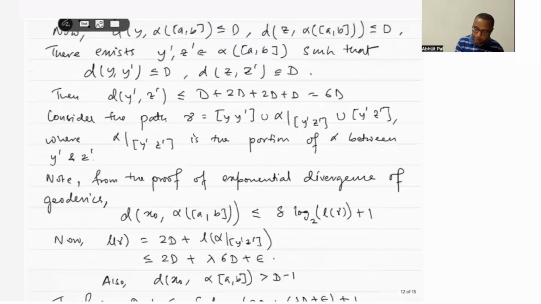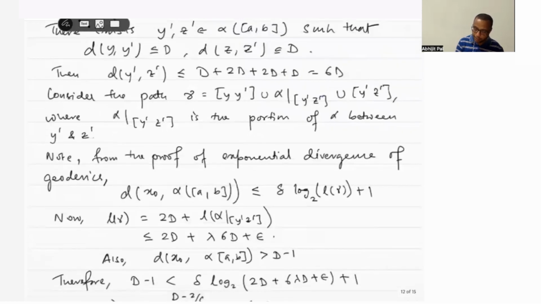Yes, the distance between y prime and z prime, by your construction, will be less than or equal to 6d. So from this it will follow that the length of gamma is less than or equal to 2d plus lambda times (6d plus epsilon).